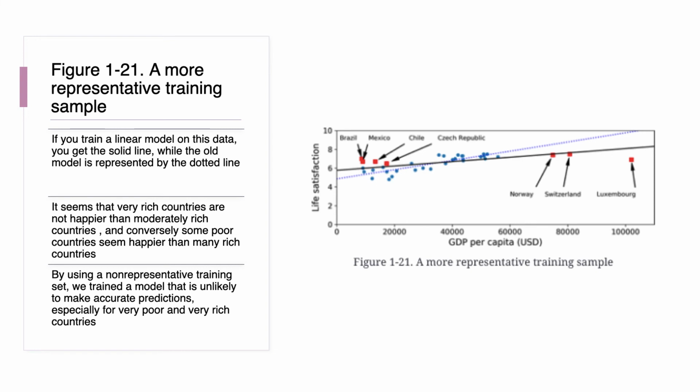It is crucial to use a training set that is representative of the cases you want to generalize to. This is often harder than it sounds. If the sample is too small, you will have sampling noise, i.e., non-representative data as a result of chance, but even very large samples can be non-representative if the sampling method is flawed. This is called sampling bias.